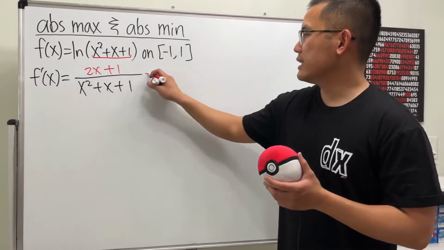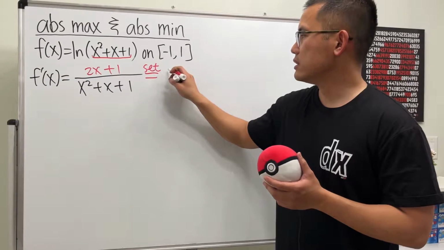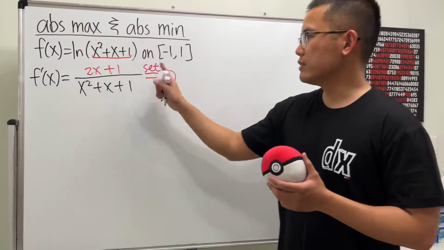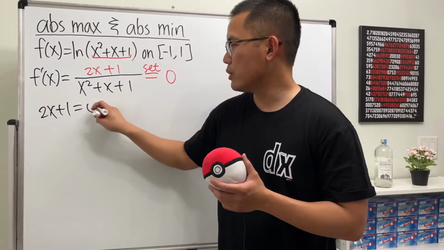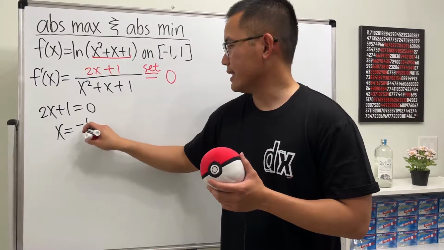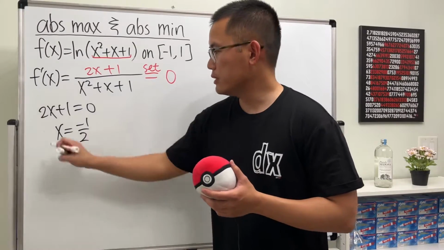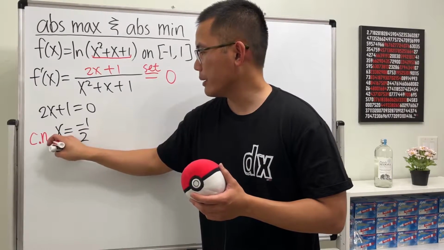Now we are going to set this to be 0. And the only way for this to be 0 is the top equal to 0. So 2x plus 1 equal to 0. x equals negative 1 over 2. So this right here is a critical number.